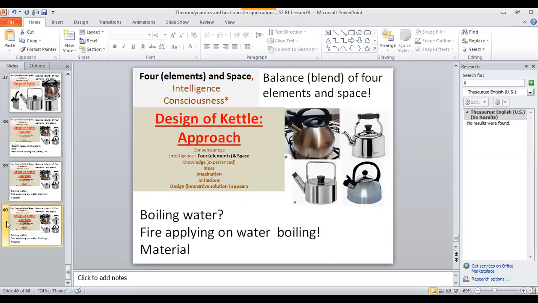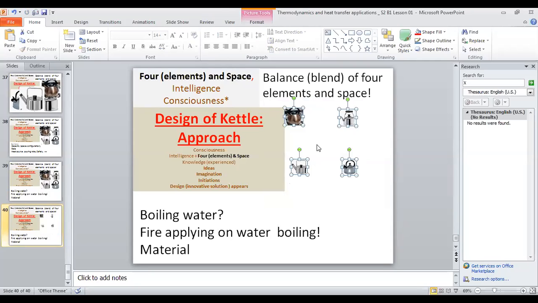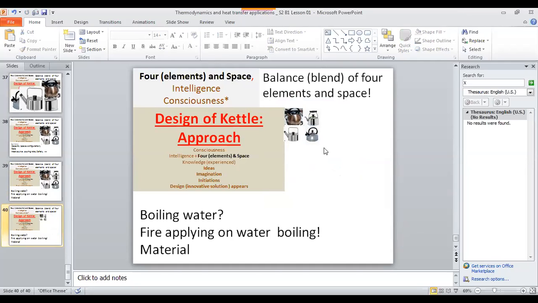So I'm duplicating the same. Design of a kettle. Different kettles.